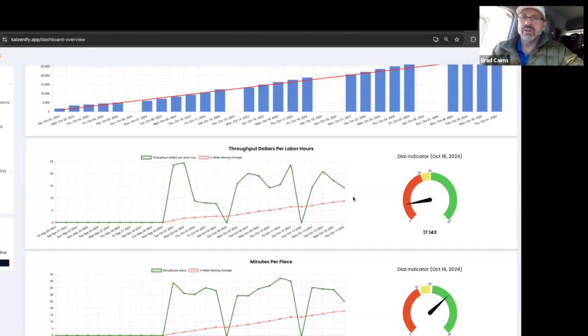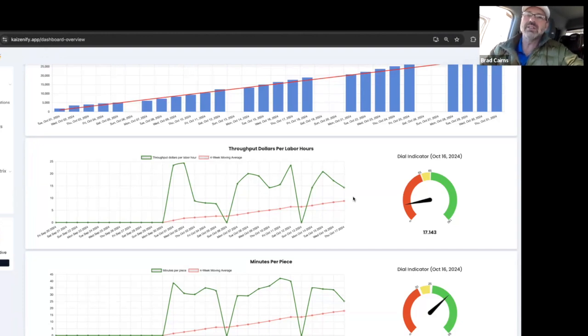And then your throughput dollars per labor hour, this essentially is giving you a gauge on your labor effectiveness. So if I'm watching it, it doesn't matter what the number is. In this case, it's $17 yesterday. Well, we want to just see that red line trending up. We just want to see it trending up.